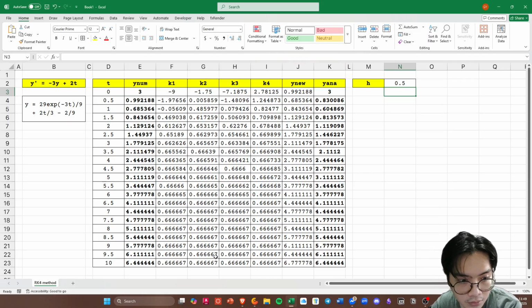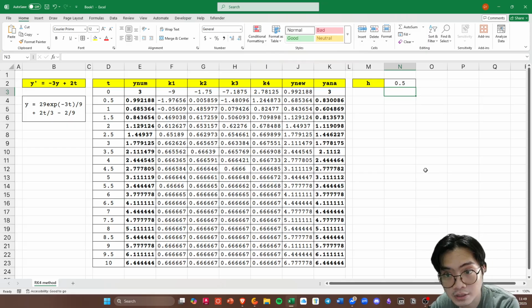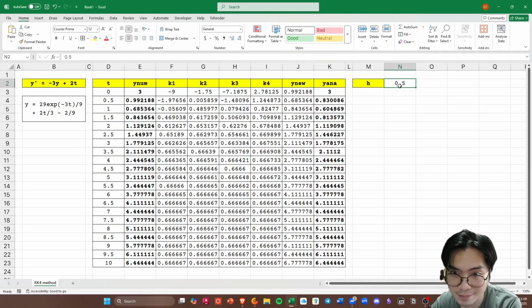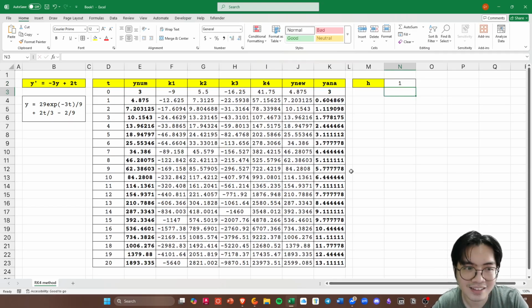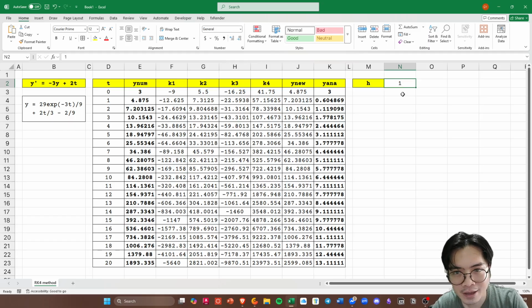Wow, very close. Look at that. Very interesting. For some step sizes, it works well. What about one? Okay, there it is. That's where RK4 fails. Of course, the step size is large, so something different happens.